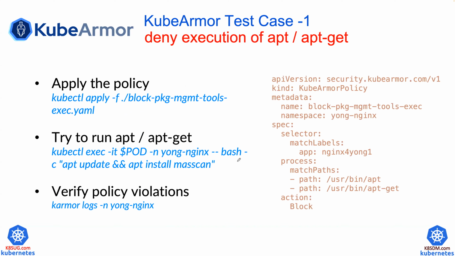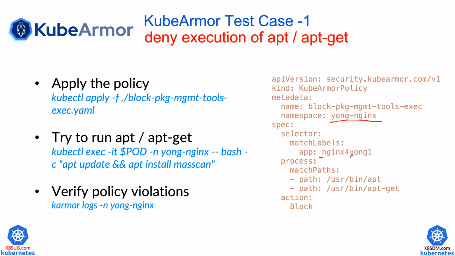So first of all, let's deny the execution of the apt or apt-get command. That's a package management command. It's pretty risky. If a hacker takes over your system, they might install some tools. Let's block this particular action. So what we are going to do is apply the policy to block package management tools. Literally it's just a YAML file. As you can see from the right-hand side of the screen, we're going to apply the policy to this particular namespace.